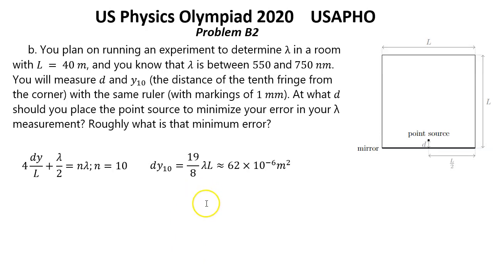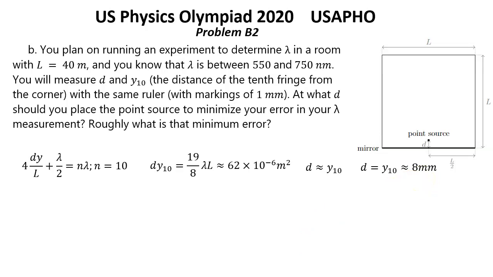For lambda equal 650 nanometers and L equal 40 meters, we have this expression, and to minimize our error we need to equalize d and y10, which will give us approximately 8 millimeters for both.